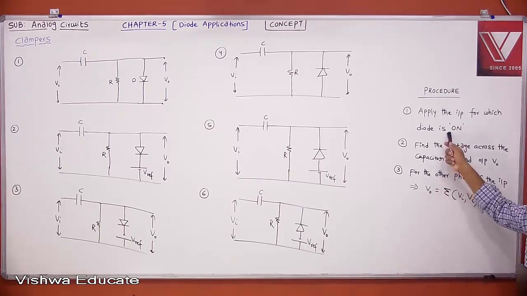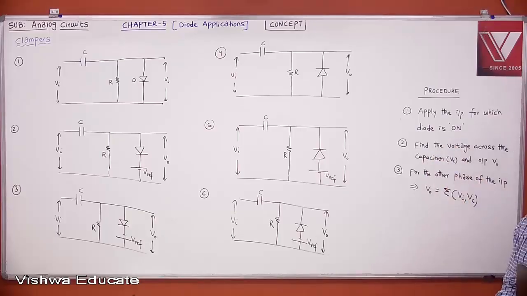If you follow this procedure for the first cycle itself, positive cycle and the negative cycle, you'll get the result. If you don't follow, we need to take multiple cycles, then you'll get the steady state output value. Okay, just let us follow this procedure such that for the first cycle itself, we will get the answer.